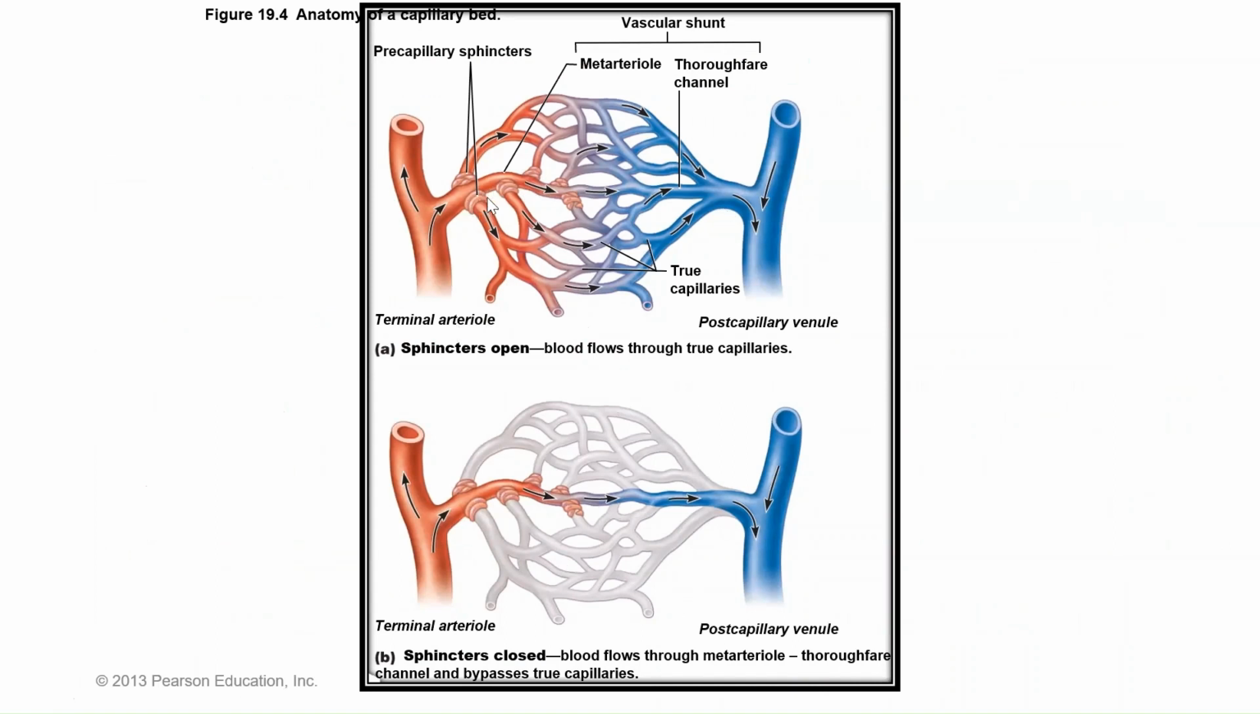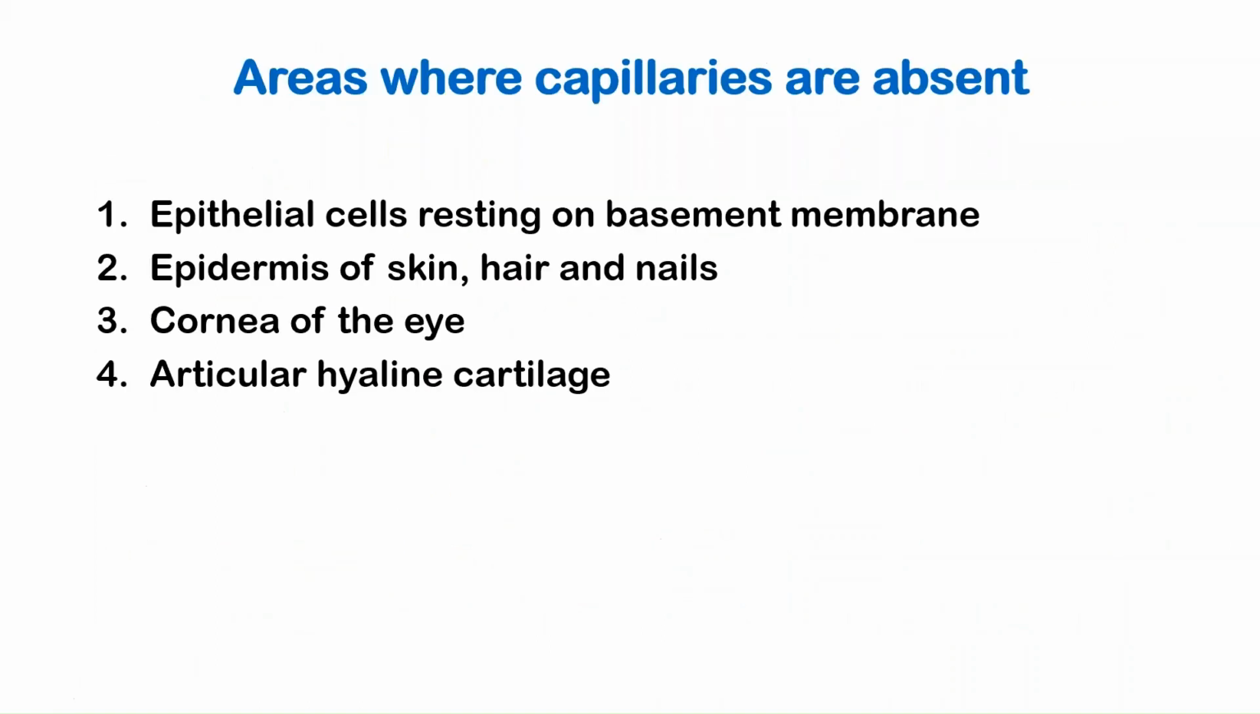When the precapillary sphincters are constricted, the capillary bed will be closed, preventing the blood from entering into the capillaries. When the precapillary sphincters are relaxed, the capillary bed will be open. The larger the number of open capillary beds, the lower will be the blood pressure in the body. What are the areas in which the capillaries are absent?